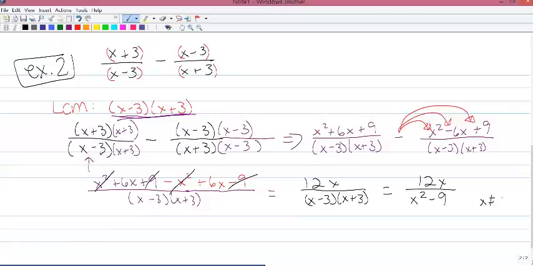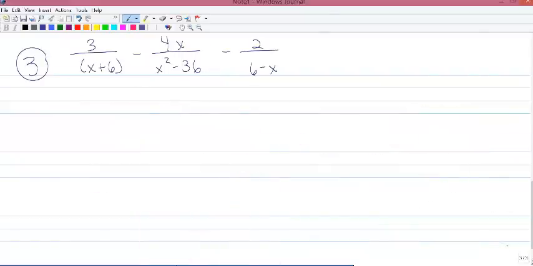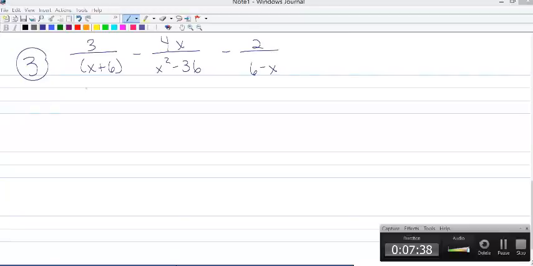Obviously x in this case cannot be positive or negative 3. That would not work because it would make the denominator 0. Okay, there we go. That's number 2, done. So let's take a look at our third example.